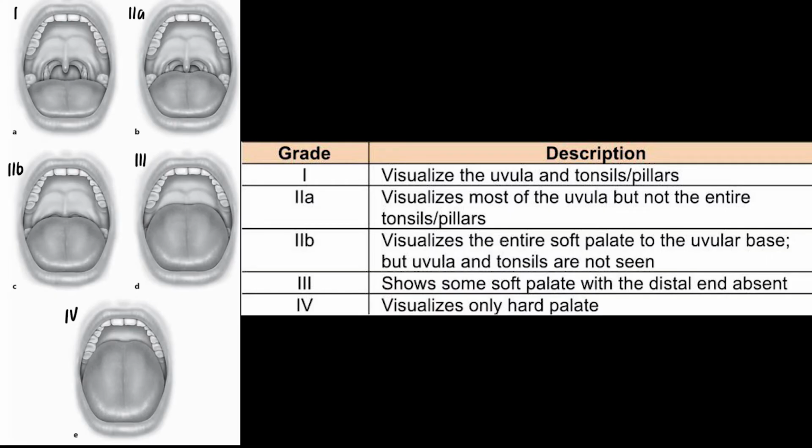Friedman tongue position grade 1 allows the observer to visualize the entire uvula and tonsils or pillars. Grade 2A allows visualization of the uvula, but the tonsils are only partially seen. Grade 2B allows visualization of the complete soft palate down to the base of the uvula, but the uvula and the tonsils are not seen. Grade 3 allows visualization of some of the soft palate, but the distal soft palate is eclipsed. And grade 4 allows visualization of the hard palate only.